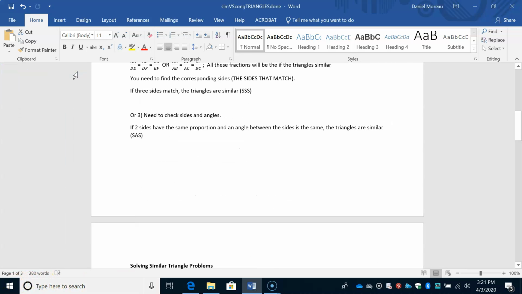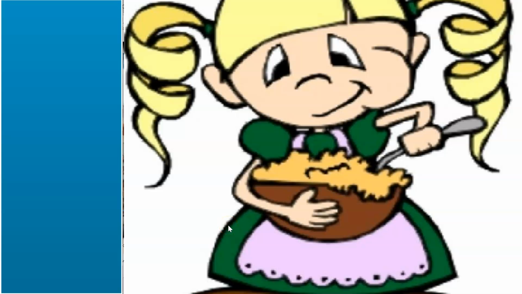The final option is to check the sides and the angles. If two sides have the same proportion and an angle between the sides is the same, the triangles must be similar. Although this method can be slower than just checking two angles, it is not too fast, not too slow, just right.